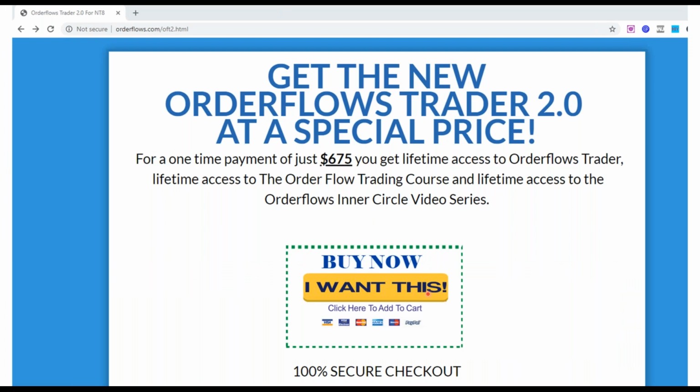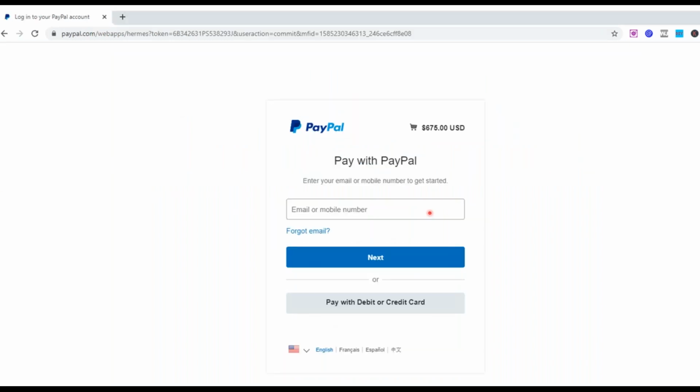You just click on the button. Okay, you could pay with PayPal, Visa, American Express, whatever, and it takes you to the page. It's processed by PayPal, right? So if you have a PayPal account, most people do, you can just enter your email or phone number there and click next. Or if you don't have an account, you can still pay with a debit or credit card by clicking down here where it says pay with debit or credit card.